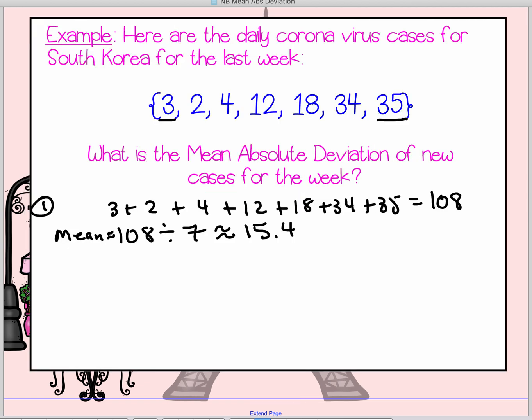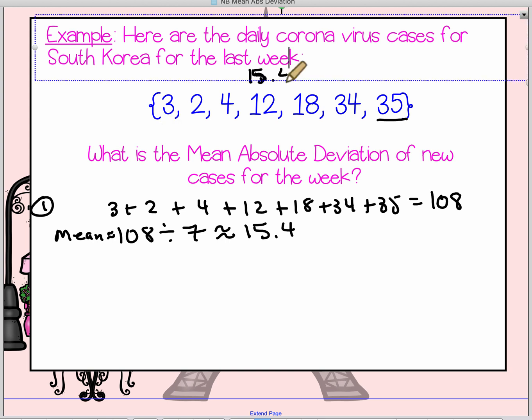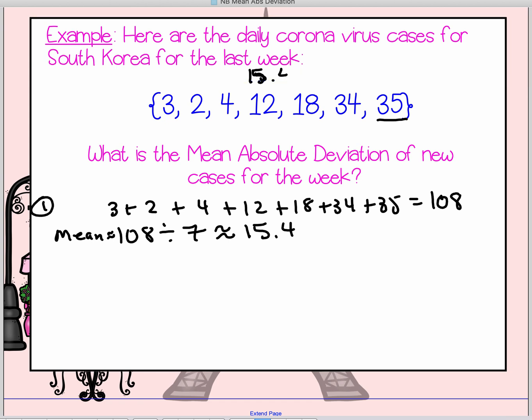So now I want to look at how far apart 15 and 4/10 is from 3. So if I subtract 15 and 4/10 from each of these numbers, that's what I'm going to be doing here. Okay, and those will give me my absolute deviations, not the mean yet. So 15 and 4/10 minus 3 would be positive 12 and 4/10. Then 15 and 4/10 minus 2, 13 and 4/10.